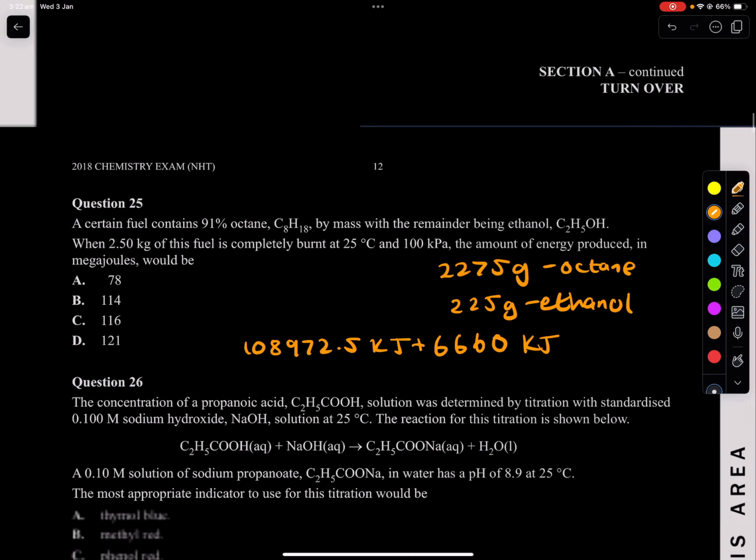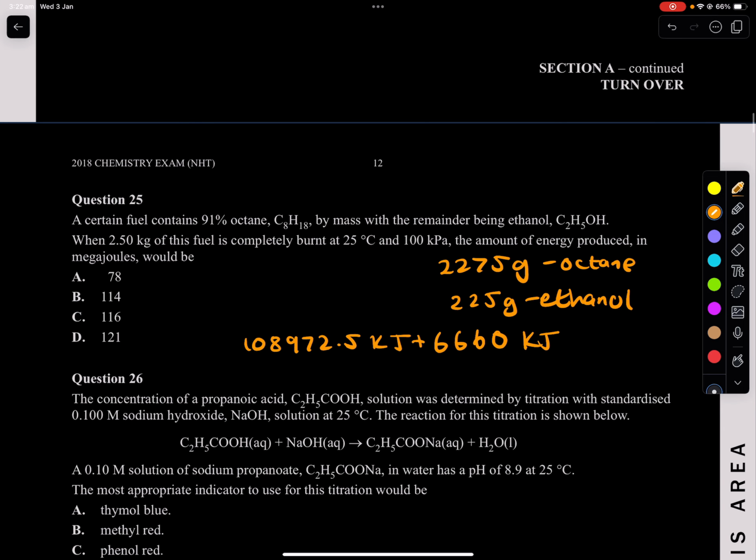Imagine adding those up, and we want to convert it into megajoules. Remember, the answer is in terms of megajoules. So let's add them up: 108,972.5 plus 6660. Okay, so we got it in terms of kilojoules. Imagine multiplying it by 1,000, so we convert it into joules, and then dividing by 1,000,000 to get it in megajoules. That's going to give me 115.6, which is 116.